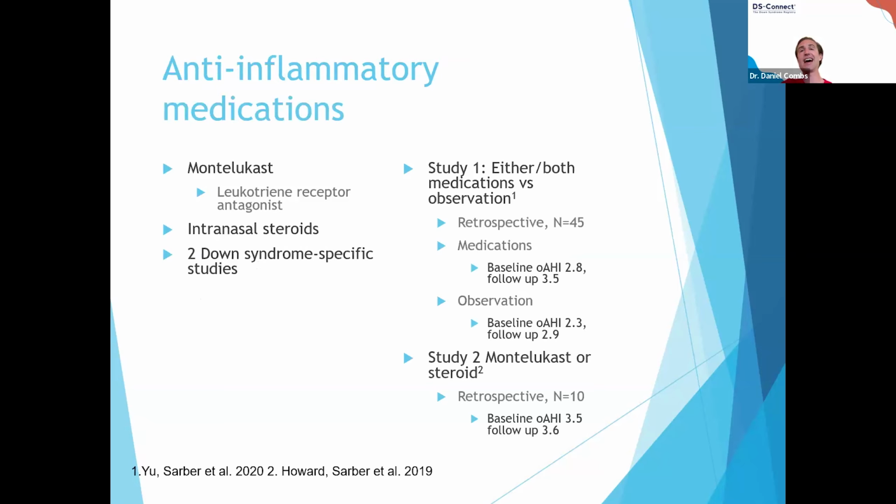Anti-inflammatory medication: montelukast can actually shrink your adenoids and has been shown to have some efficacy for sleep apnea in kids specifically, not in adults, just in kids. And then things like Flonase, intranasal steroids, can also shrink your adenoids and have a little bit of efficacy for sleep apnea. There are 2 studies of these in kids with Down syndrome. Unfortunately, neither really showed they worked. The follow-up AHI was essentially the same as the pre-treatment in both of these, so it probably doesn't work, unfortunately.